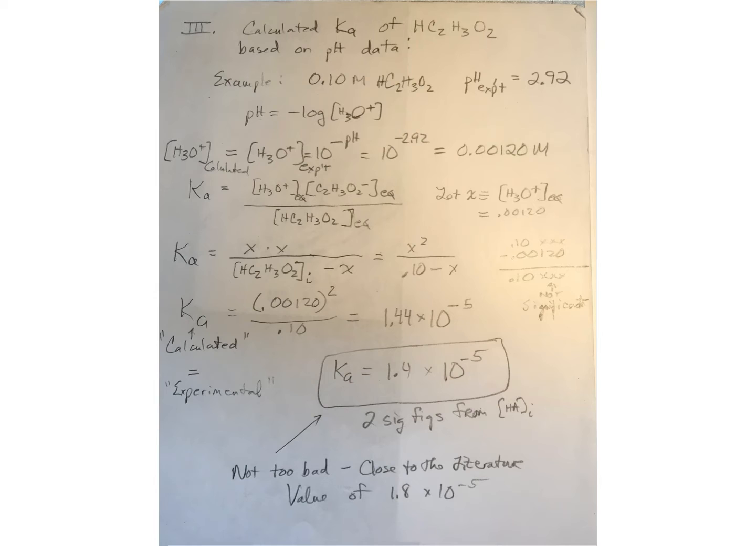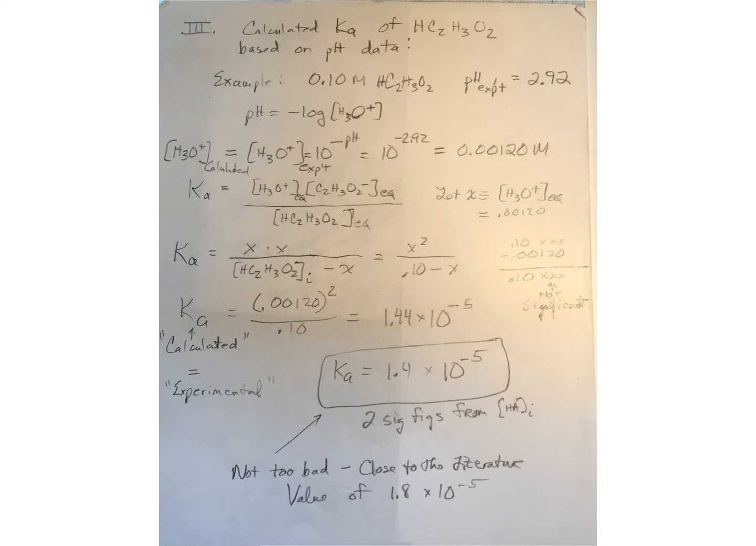Therefore, our experimental Ka is x squared over 0.10 minus x. So let's look at the 0.10 minus 0.00120. I don't have to do this on my calculator because there's no number in this decimal point. These are insignificant when you add them together, the fly on the hippo's back. So it turns out that this is 0.10 in the denominator. In the numerator, x squared is 0.00120 squared.